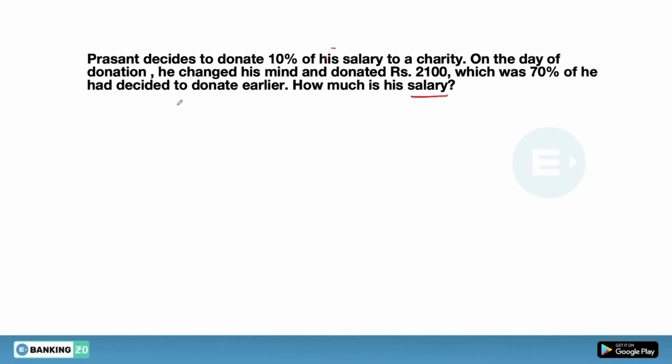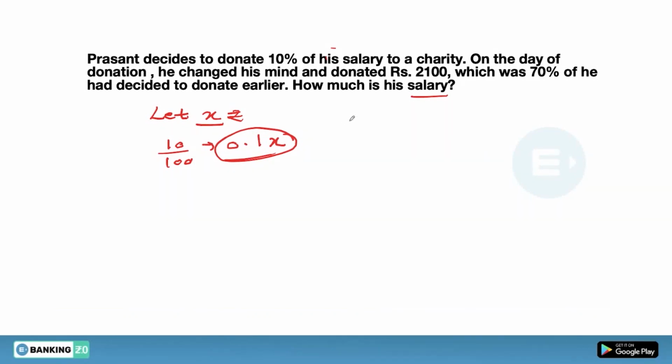Fine. Since his salary is rupees X, now we are told that he decided to donate 10% of his salary. Let me mention, let his salary be rupees X. And how much did he donate? He donated 10% of his salary. 10% of X means we are talking about its 0.1 part. So he was donating this part.